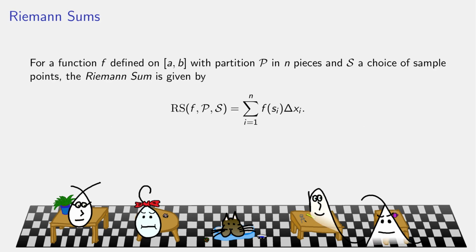Once we've got a partition, and we've broken the interval into pieces, and we've picked sample points from all of those pieces, the Riemann sum of a function on this interval is given by the following sum. You take each partition length, delta x_i, and multiply it by f of s_i, which is the value of the function at that sampling point, which came from the interval of length delta x_i. Add all those up, and there's your Riemann sum. Notice the inputs to the Riemann sum are the function f, the partition P, and the sampling points S. It depends on all of those.